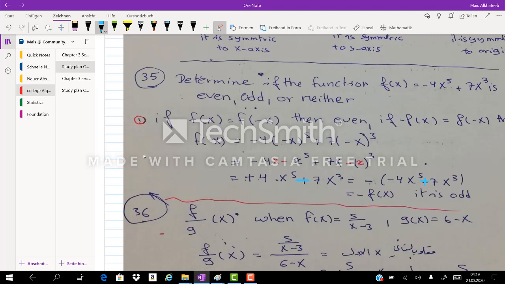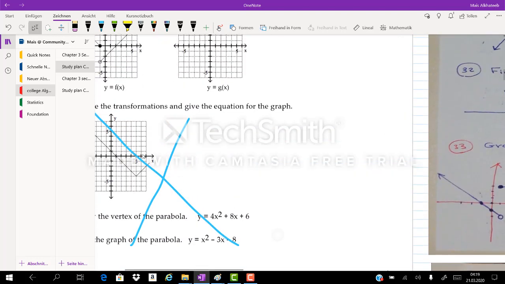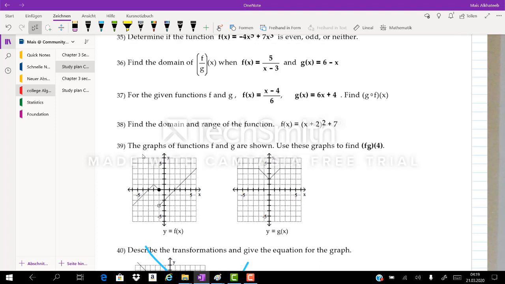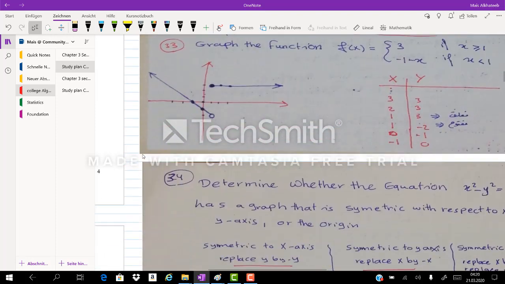Now, the question 36. Sorry, question 36: I have to find the domain of f over g, when f(x) is 5 over x minus 3 and g(x) is 6 minus x. So I have to find the domain of this graph. Okay, I go to the solution.